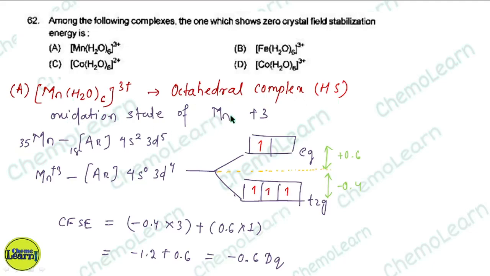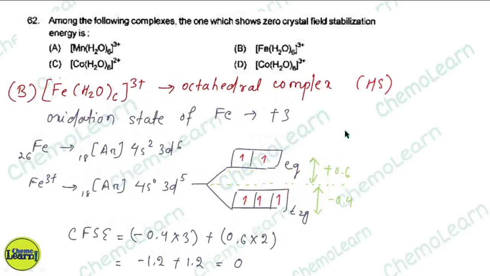So the oxidation state of manganese is plus 3 here, and in ground state manganese has 4s2 3d5 valence electronic configuration. Mn plus 3 has 4s0 3d4 configuration. Okay, so this 3d4 will split like t2g3 and eg1. So CFSE will be minus 0.4 into number of electrons in t2g and 0.6 into number of electrons in eg. So this will come out to be minus 0.6 delta o. So it is not the answer.